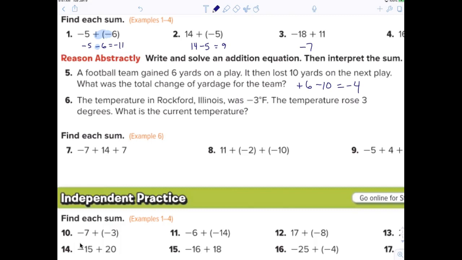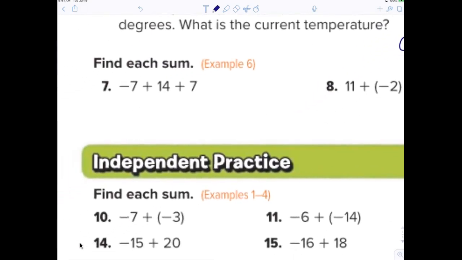Next one. The temperature in Rockford, Illinois was -3 degrees. The temperature rose 3 degrees. What's the temperature? Okay. 0 degrees Fahrenheit. Now, here's what we're talking about. Everybody look at this. I think everybody should just look at that and say, well, a -7 and a +7 do what? Cancel out. Do I have to write anything down on that? No, we do not.